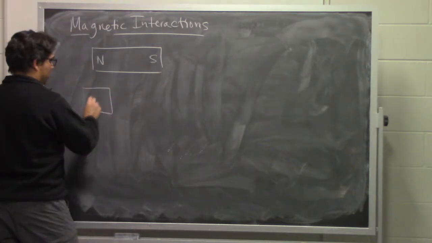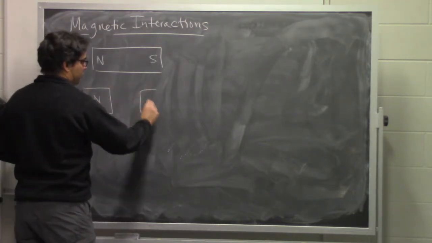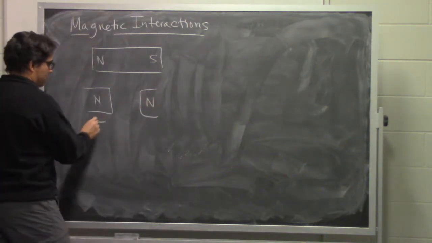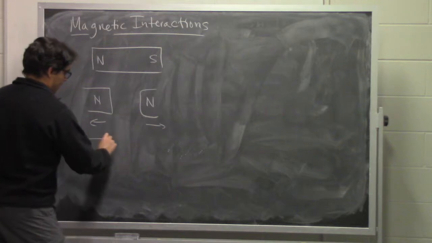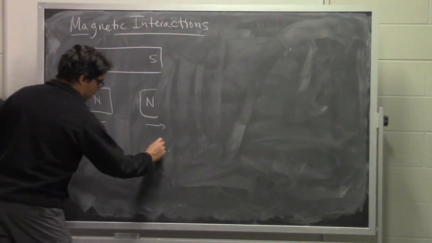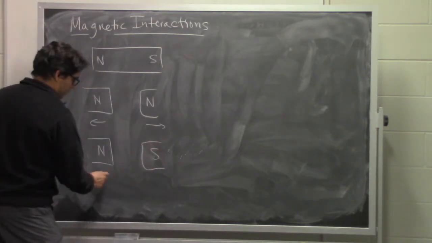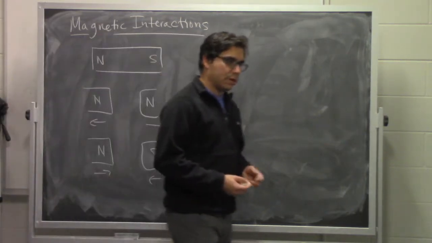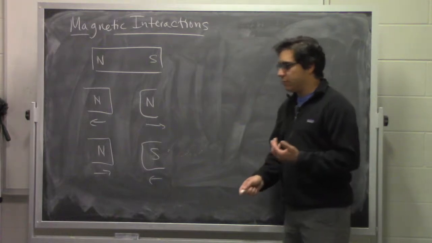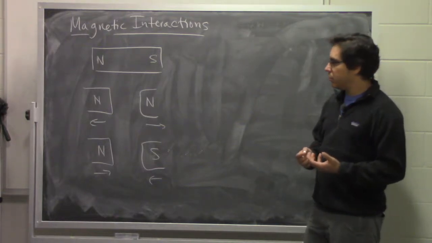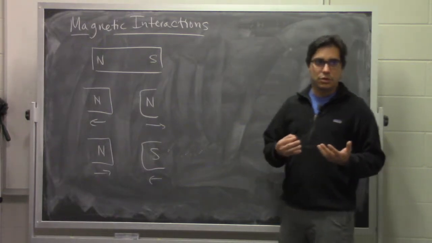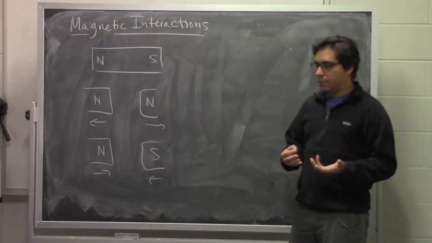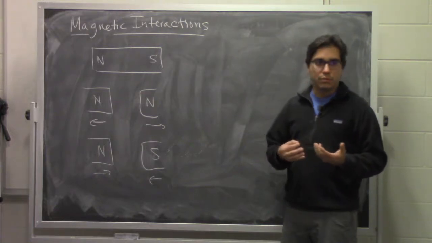If we have two poles that are both north pole ends, we find that they push each other apart. Whereas if we have two poles that are oppositely signed, one north pole and one south pole, they pull together. This might remind you of the interactions that you see with charges, where unlike charges attract and like charges repel. Similarly, the unlike poles attract and the like poles repel.